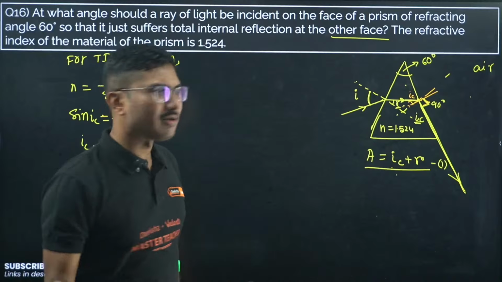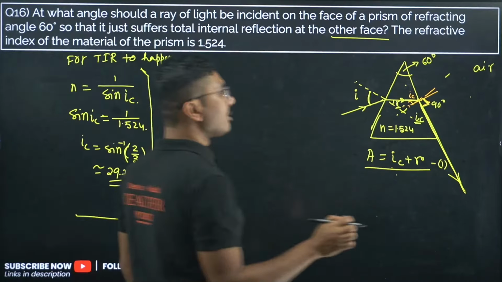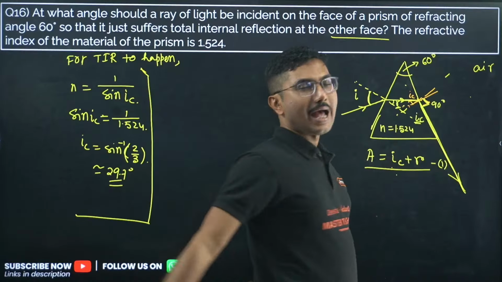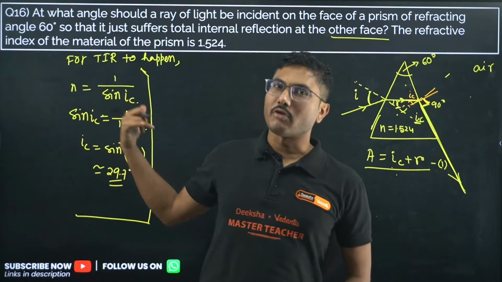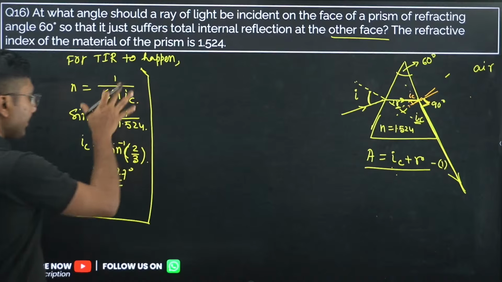You can use Snell's law, you can use this formula to calculate the critical angle. You can use Snell's law saying that n sine IC equals 1 sine 90, and then you write this, that is also okay. If you directly write the formula for critical angle, that is also okay, okay. So then we are solving it.